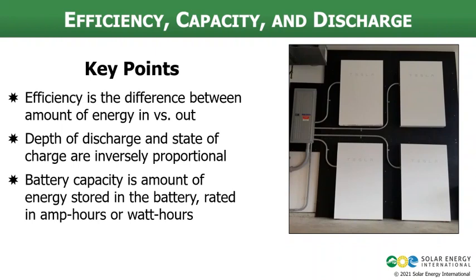And finally, battery capacity is a rating of the amount of energy stored in the battery. It's either going to be rated in amp hours, which we commonly see with lead acid batteries, or watt hours, which we'll see more often with lithium ion batteries. And remember, we can always convert between the two by using the formula amps times volts equals watts, or in this case, amp hours times volts equals watt hours, or we can divide the watt hours by the nominal voltage of the battery and get the amp hours so we can compare different battery technologies.